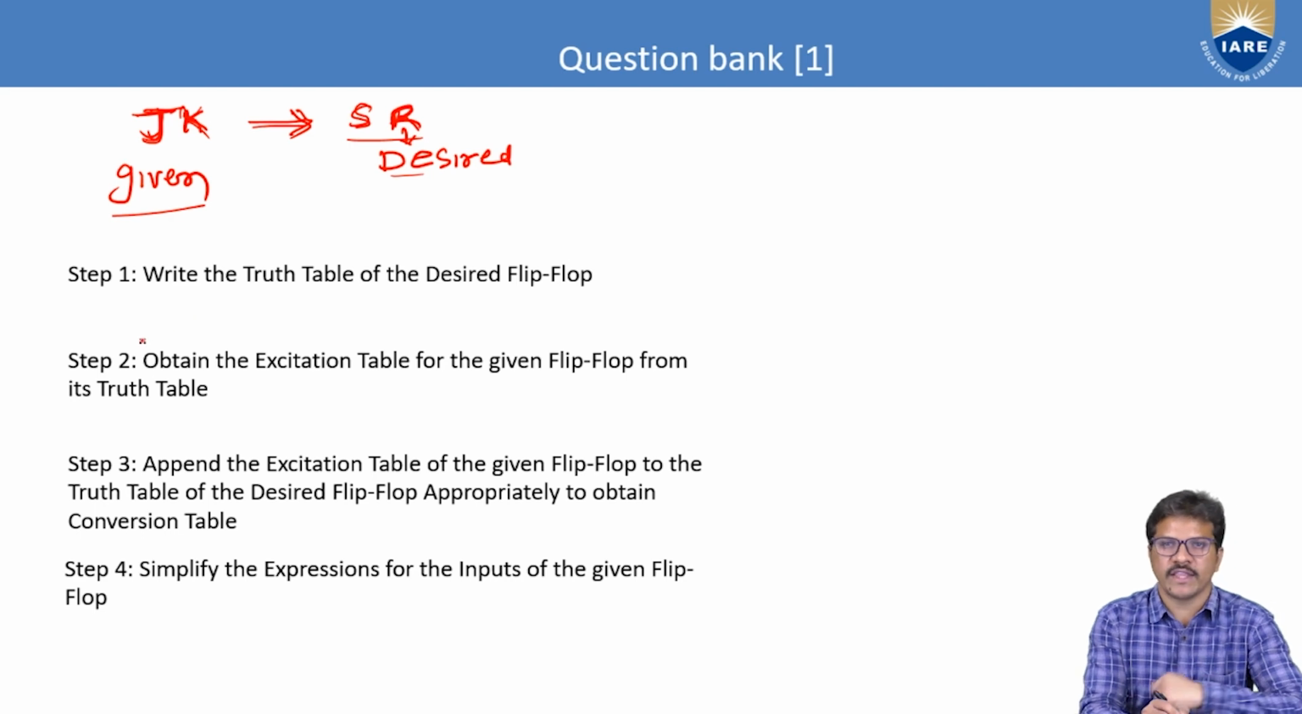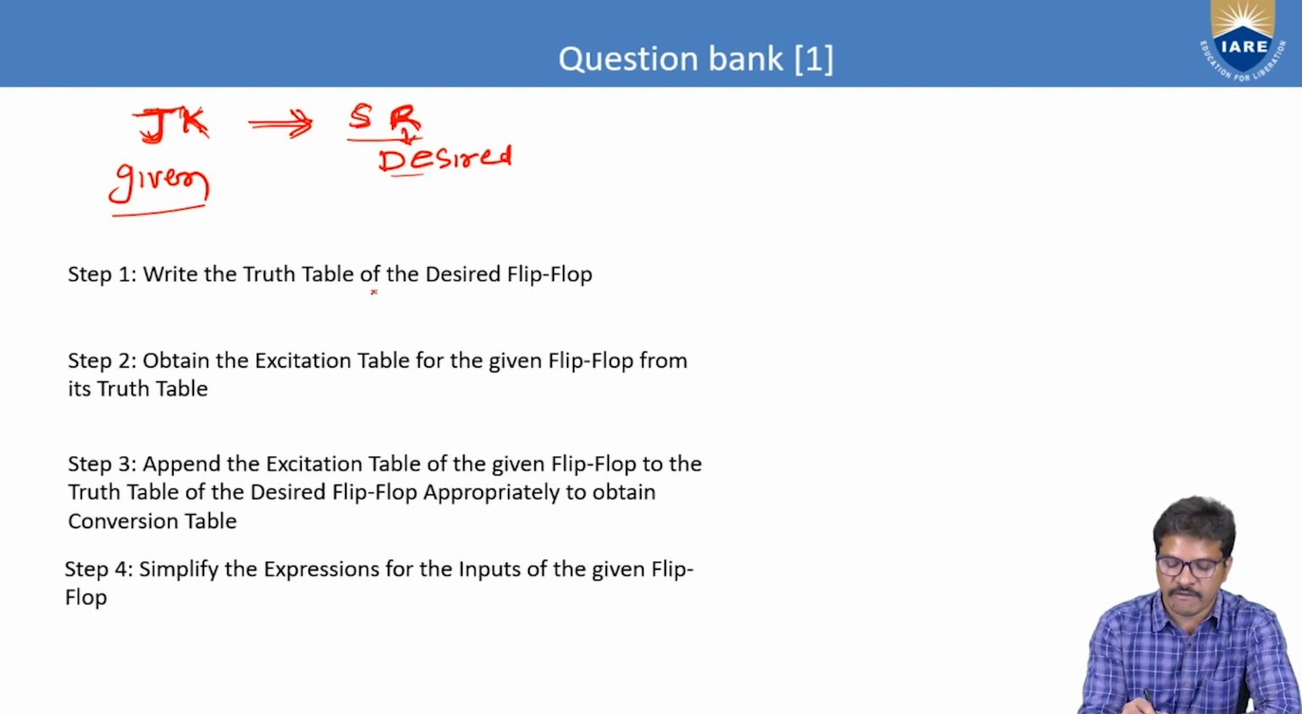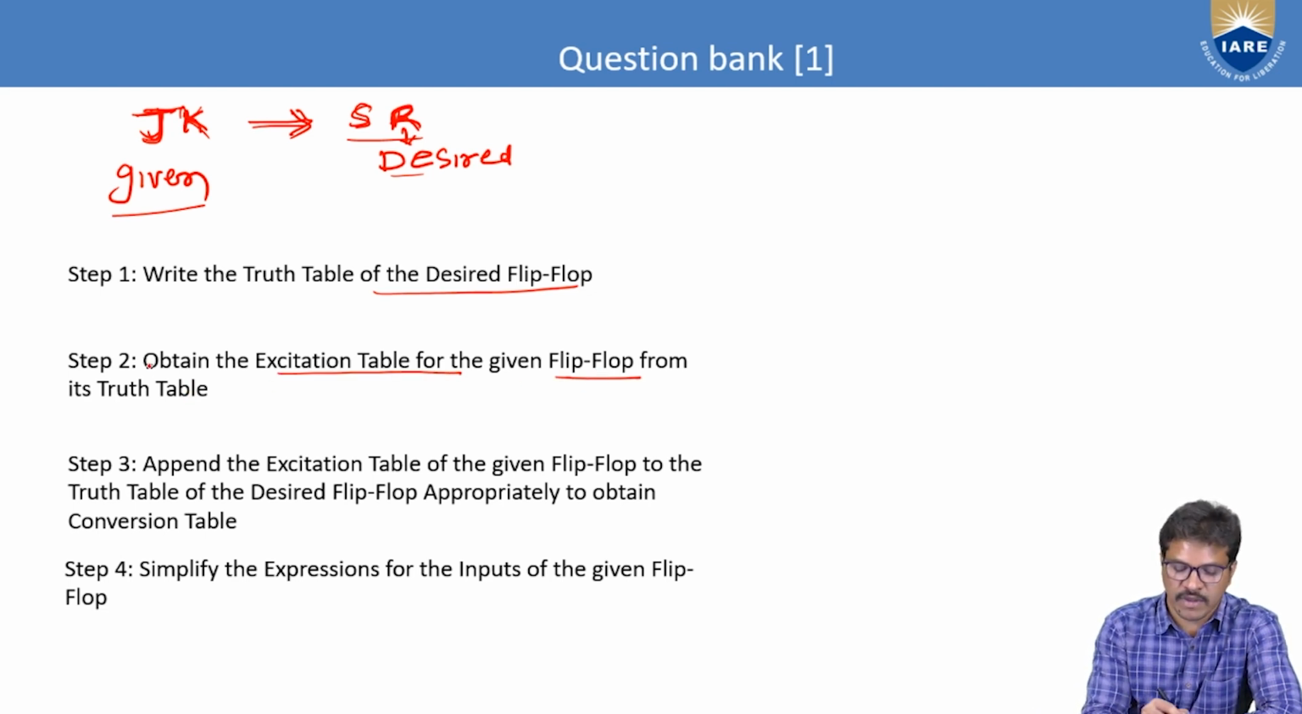The desired flip-flop is SR, the given flip-flop is JK. First step, write the truth table of the desired flip-flop. So here the desired flip-flop is SR flip-flop. So what is the truth table for the desired flip-flop, SR flip-flop? Then once you get that, obtain the excitation table for the given flip-flop. Here in this case it is JK.